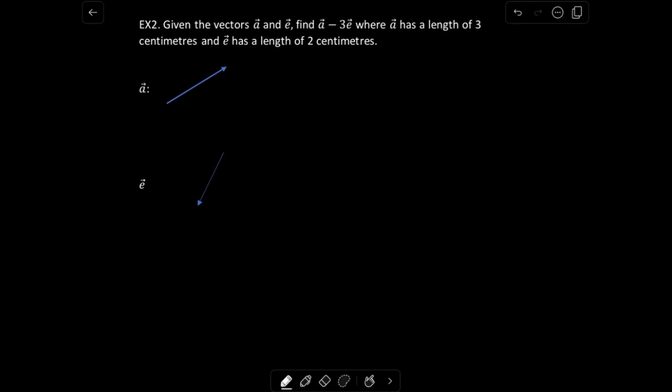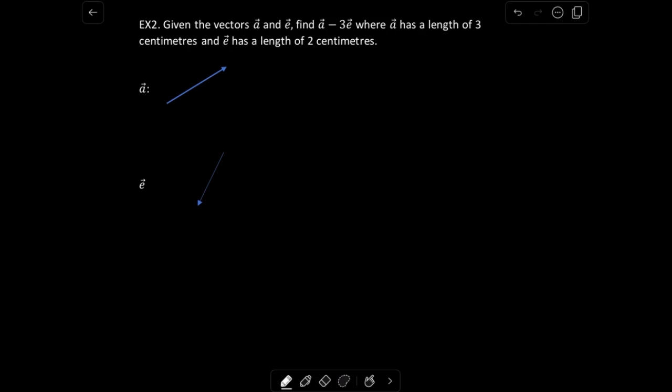Exercise 2. Given the vectors a and e, find a minus 3e, where a has a length of 3 centimeters and e has a length of 2 centimeters. So I've given you those distances so you can use a ruler and draw these. Take a minute and try it.